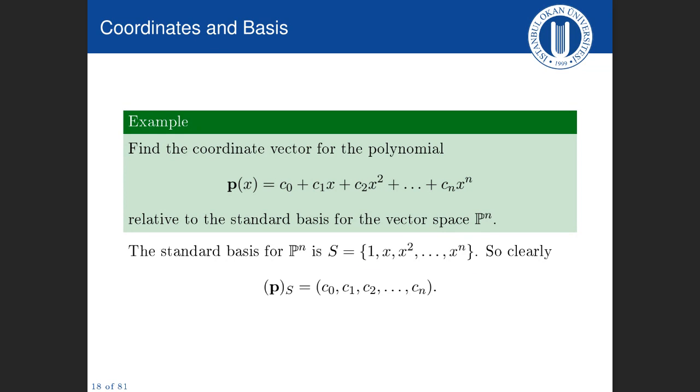So what is the number in front of the 1? It's c0, right? c0 first. And then what is the number in front of the x? It's c1. So we write c1 and so on. The coordinates of the polynomial p relative to the basis S is the vector c0, c1, c2 up to cn.